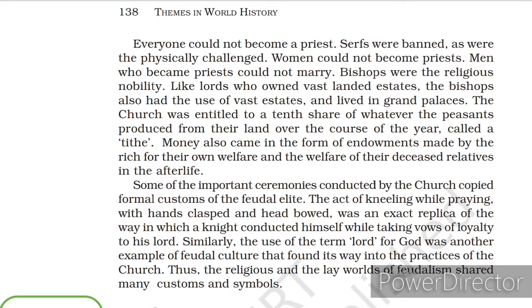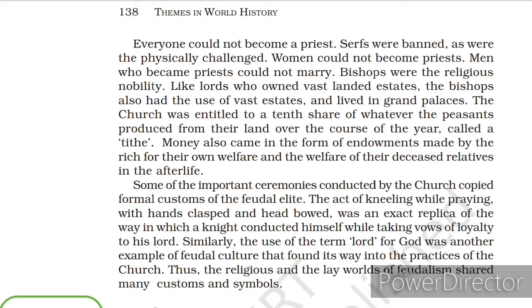So there are so many things that were started by these people. Now, first of all, in order to earn money, the church already laid down some rules saying that all the peasants have to pay at least some amount of their product, that is a tenth share. Whatever will be produced will be divided into 10 parts, and then one part will be taken by the church.